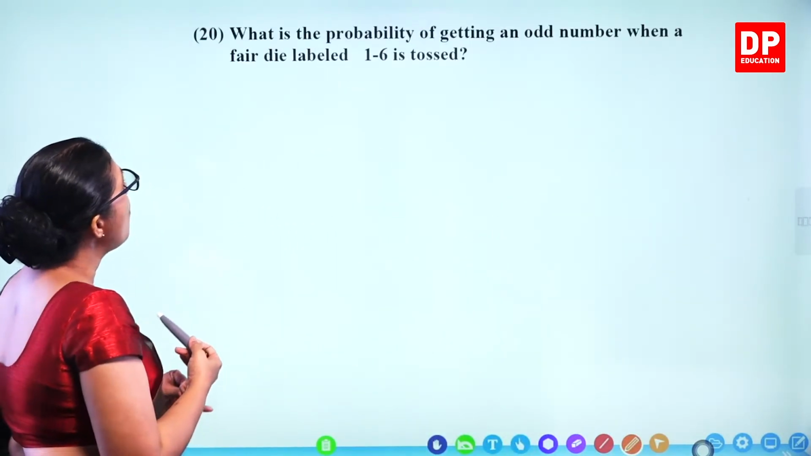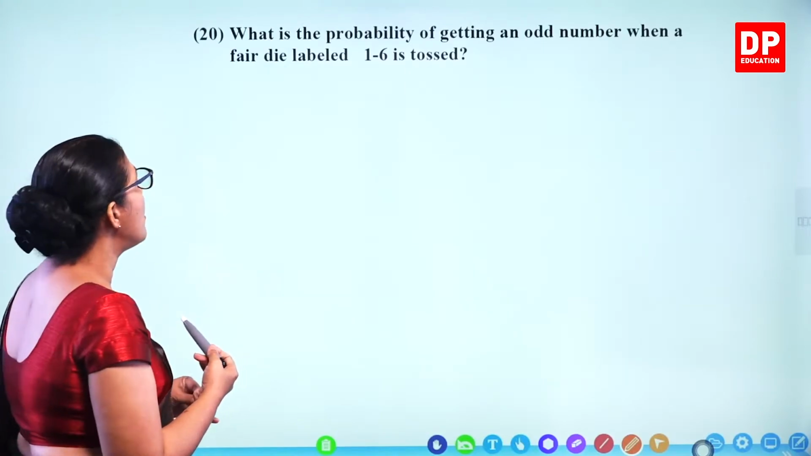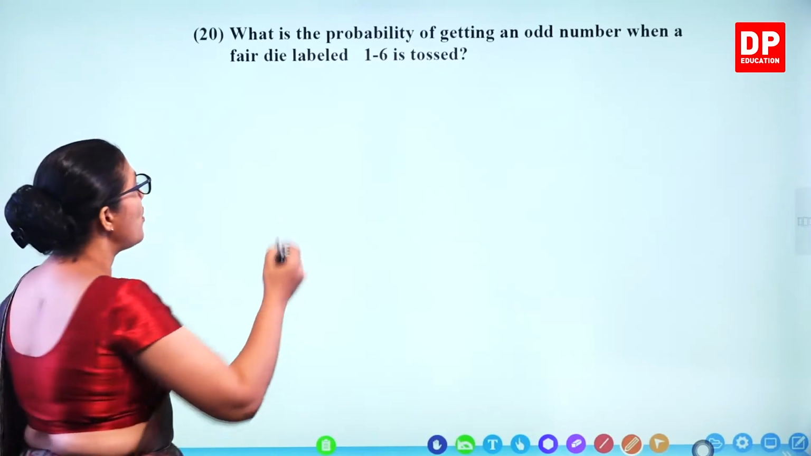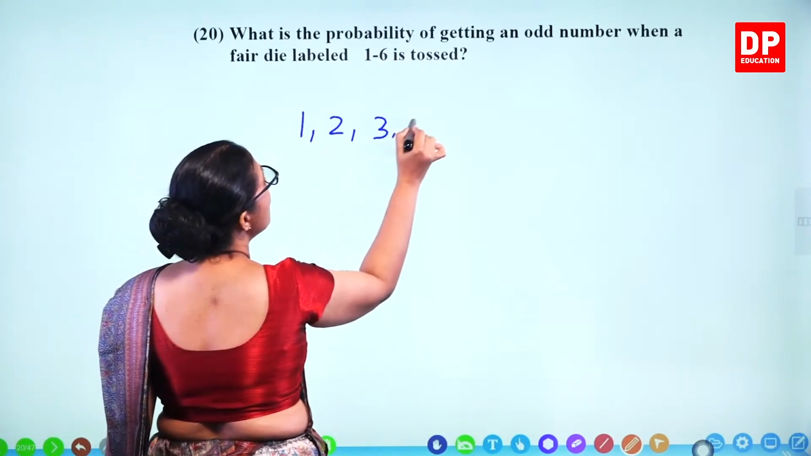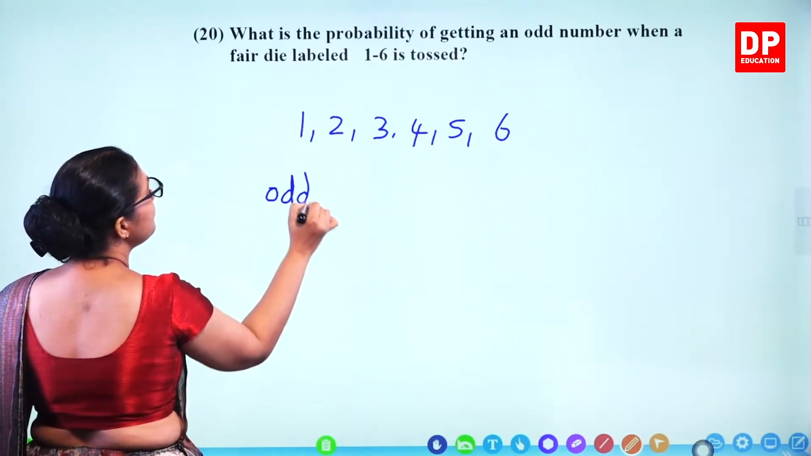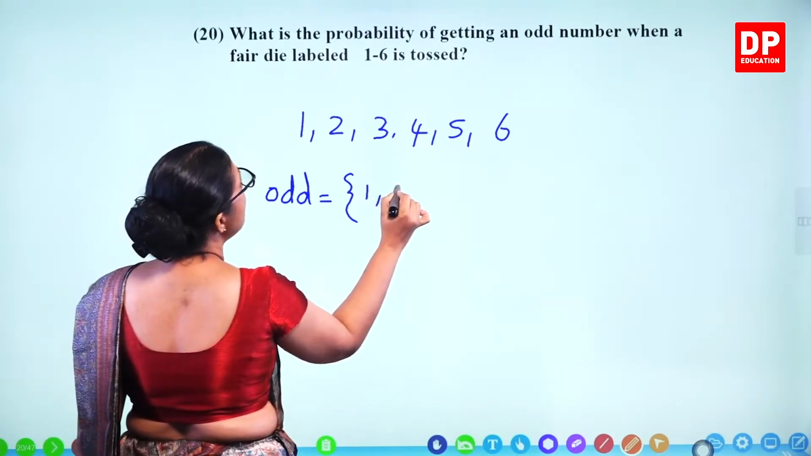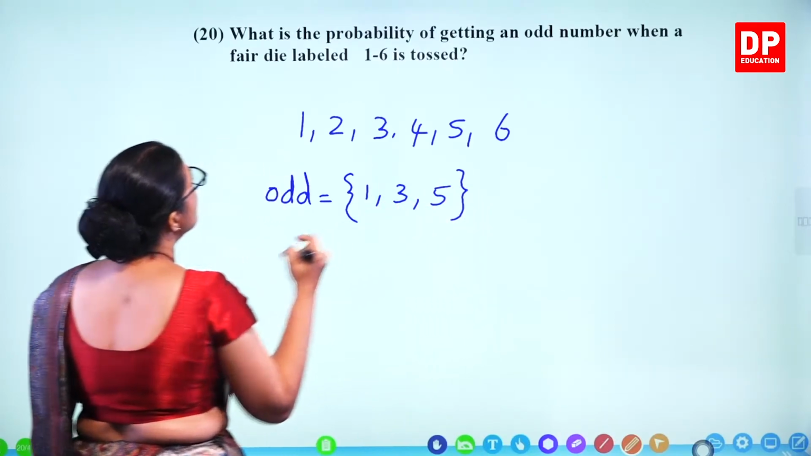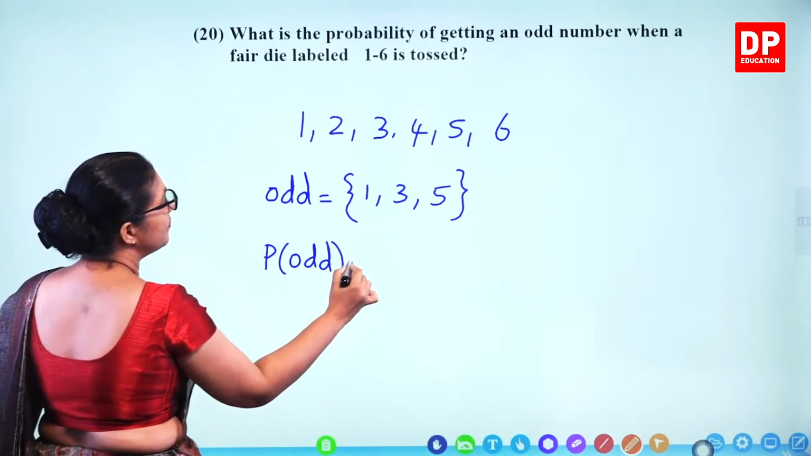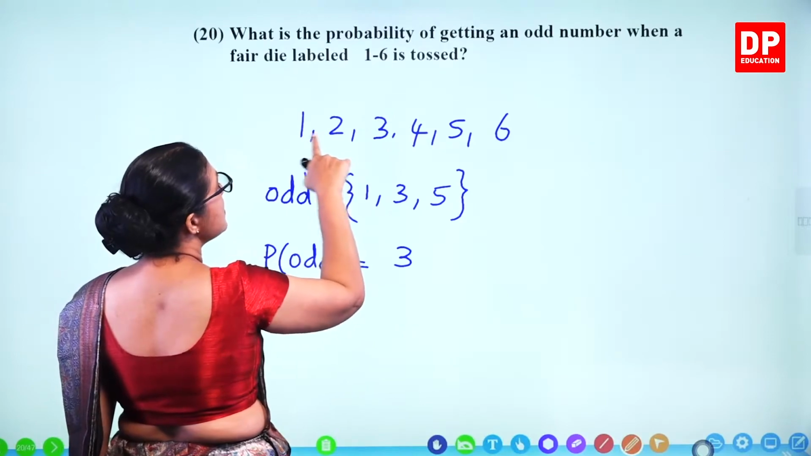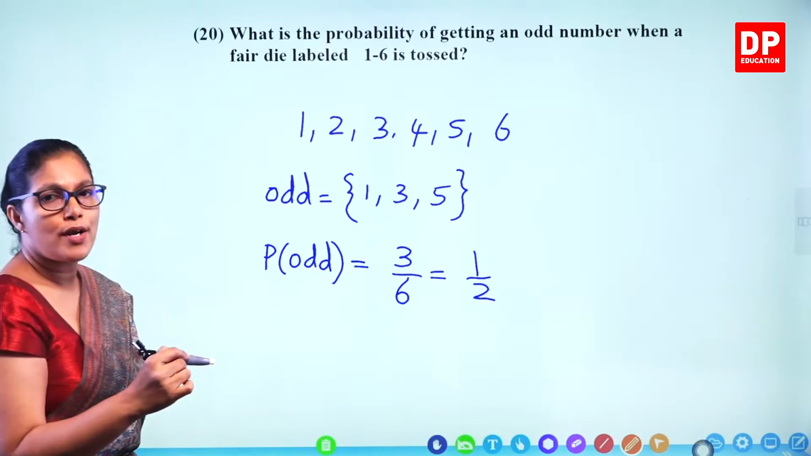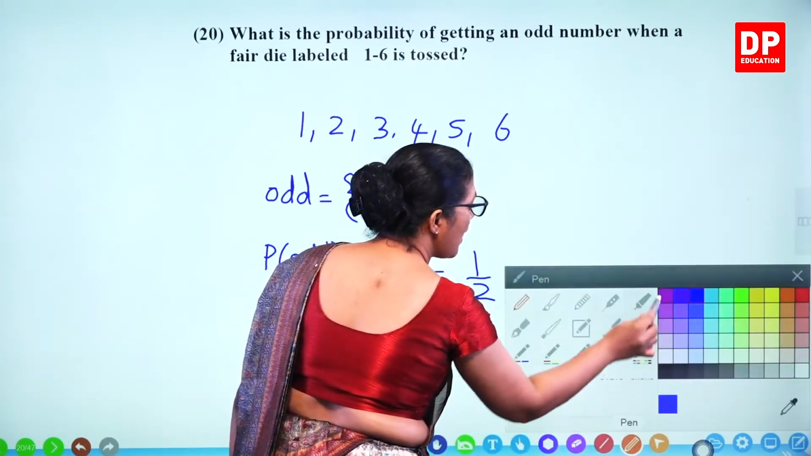Question number 20. What is the probability of getting an odd number when a fair die labeled 1 to 6 is tossed? So when you take 1, 2, 3, 4, 5, 6, what are odd numbers? 1, 3, 5. So what's the probability of getting odd? 3 possibilities out of 6. 3 over 6, or you can simplify and write 1 over 2. So 2 marks for that.